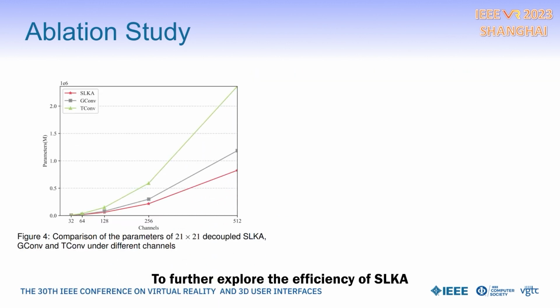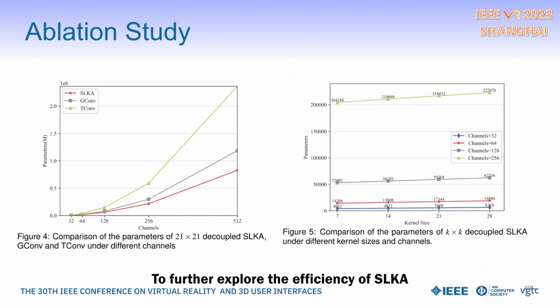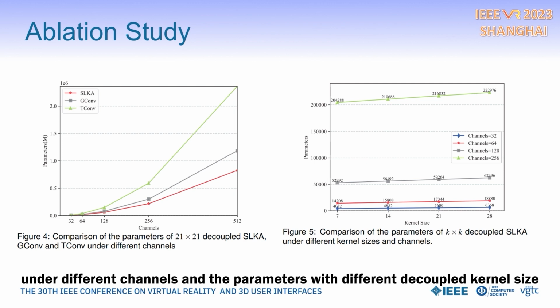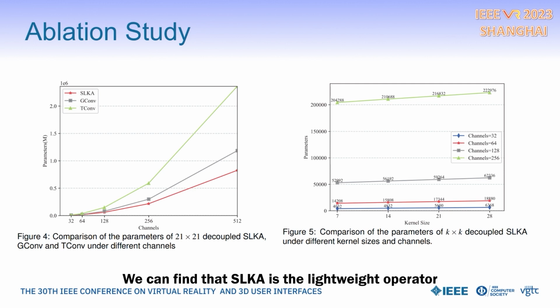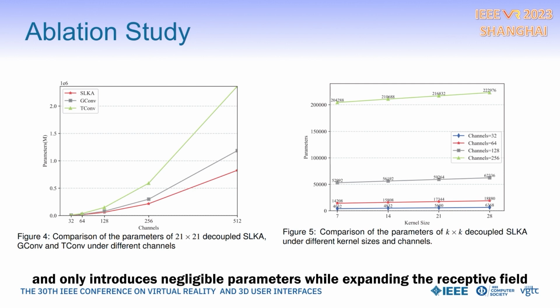To further explore the efficiency of SLKA, we compared the parameters of SLKA, graph convolution, and temporal convolution under different channels, and the parameters with different decoupled kernel sizes. We can find that SLKA is a lightweight operator and only introduces negligible parameters while expanding the receptive field.